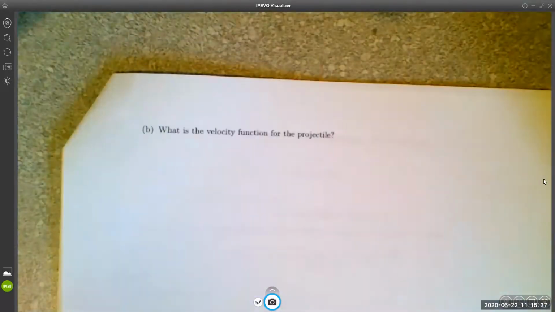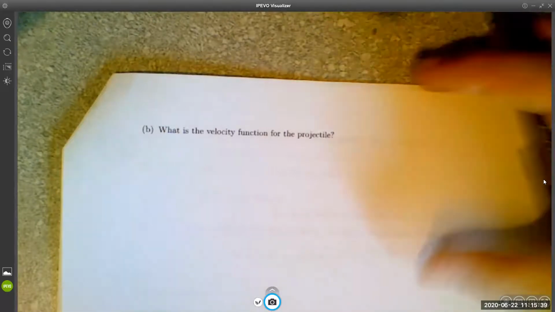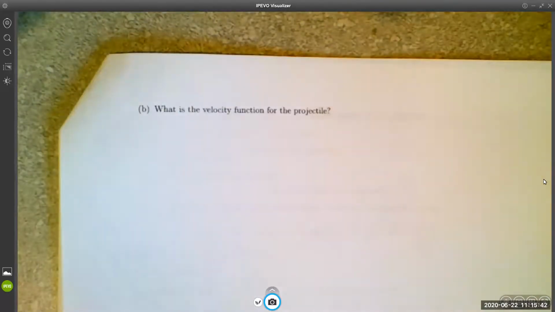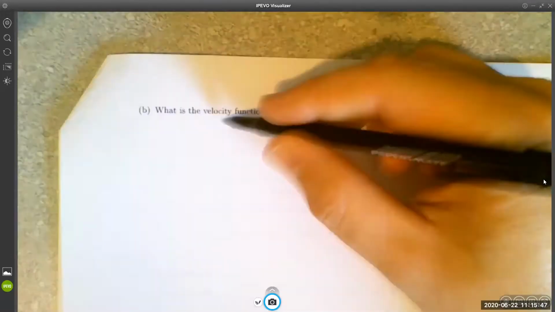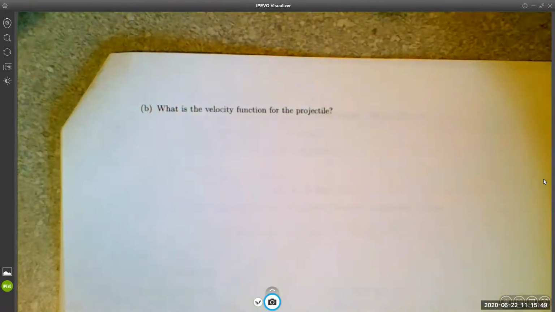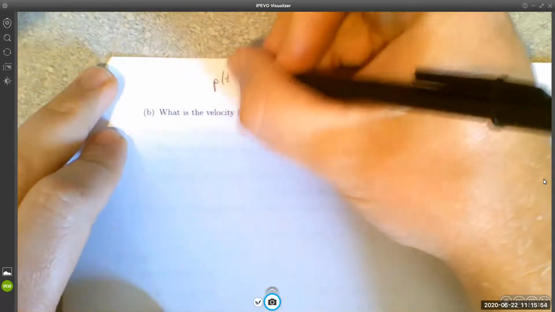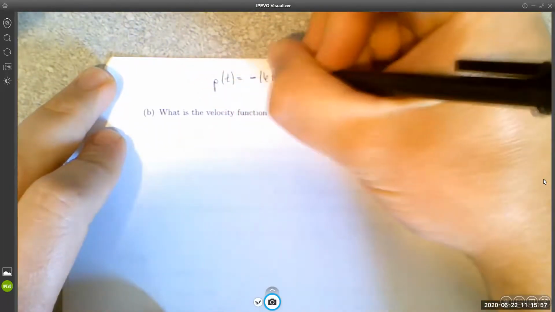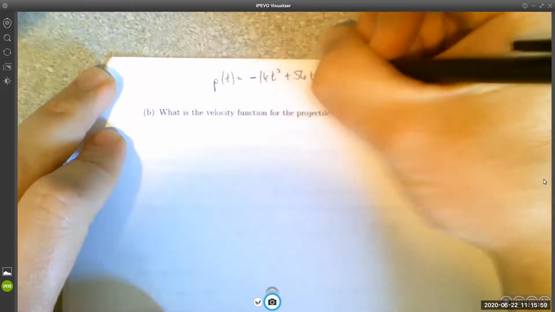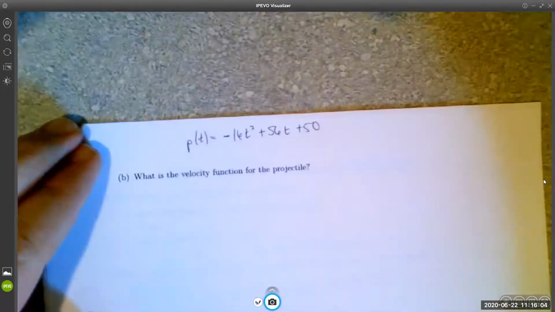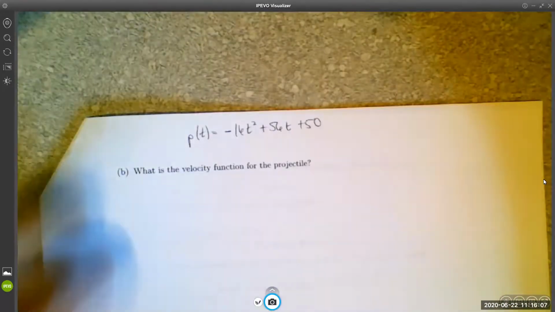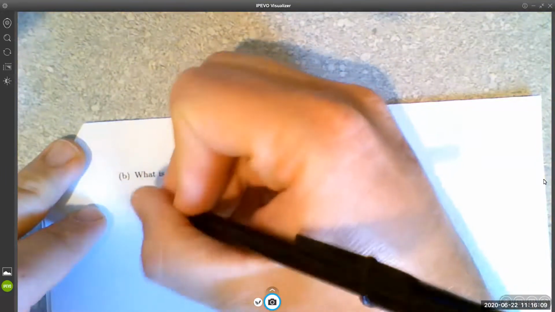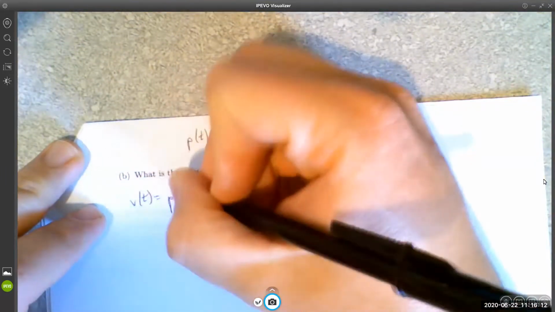Part B says, what is the velocity function for the projectile? Ooh, okay, so this is asking us to calculate a derivative, right? Remember, the velocity function is the derivative of the position function. So let's remind ourselves, right? The position function was negative 16t squared plus 56t plus 50, I believe. Yes. So we need to find the derivative of that.